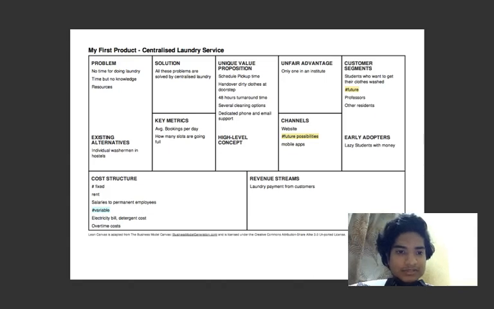Then cost structure. Fixed cost would contain rent and salaries to permanent employees. Variable costs would depend on the use per month. This would include electricity bill, detergent costs, and overtime costs by employees. So yeah, that is my business canvas model.